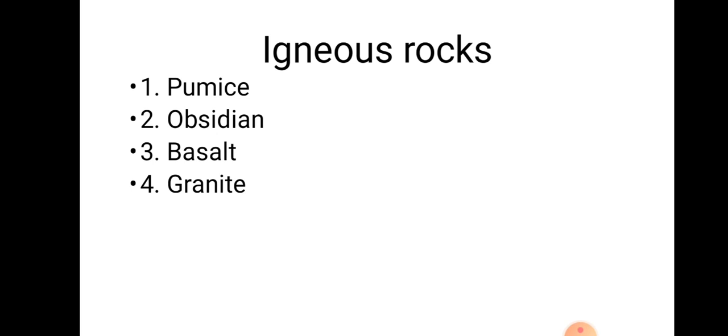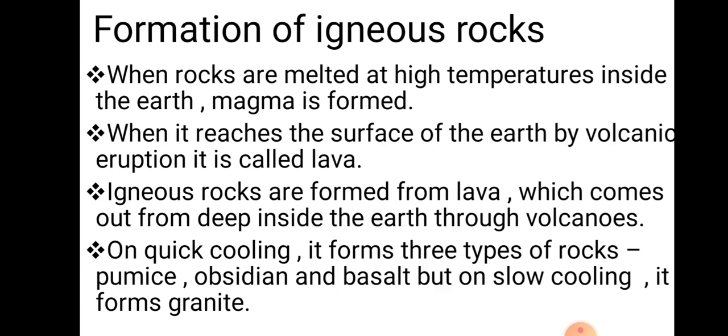Now igneous rocks are also of 4 types. They are pumice, obsidian, basalt and granite. Now how are the igneous rocks formed? When rocks are melted at high temperature inside the earth, magma is formed. That is, we are talking about the volcano. In the volcano, there are many rocks which get melted because of the high temperature inside the earth, and that forms the magma.